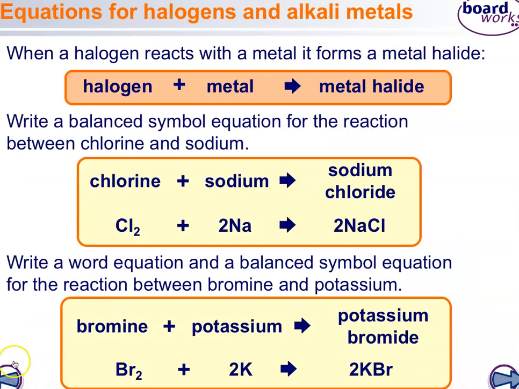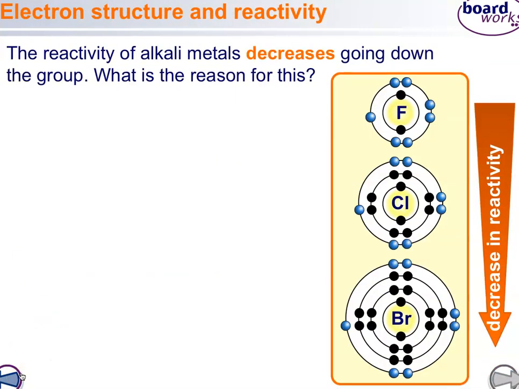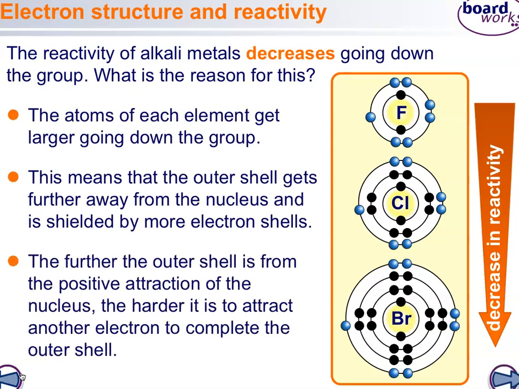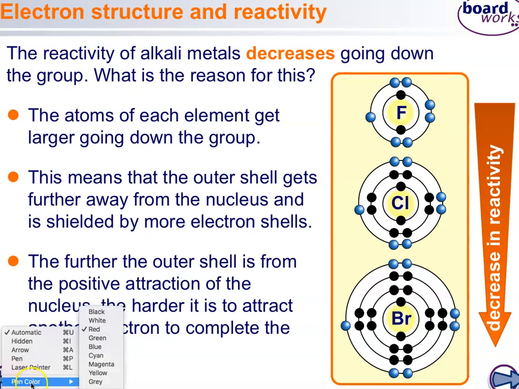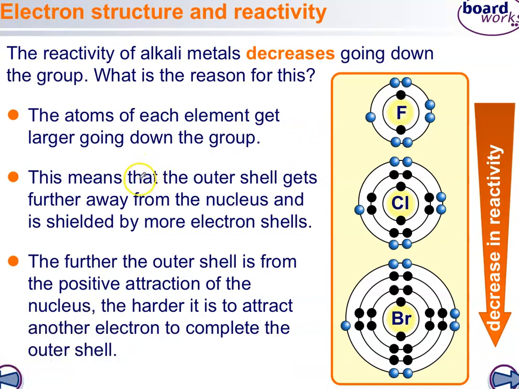What does that mean? As you go down the group and the size of the atom gets larger, what implication does it have on their reactivity? As the atom's size gets bigger, the outer electron gets further away from the nucleus and is shielded by more electron shells. The further away the outer shell is from the positive attraction of the nucleus, the harder it is to attract another electron to complete the outer shell.